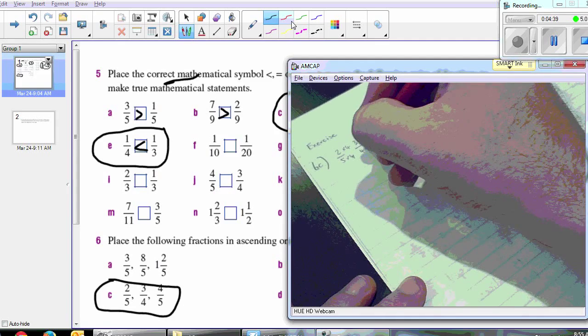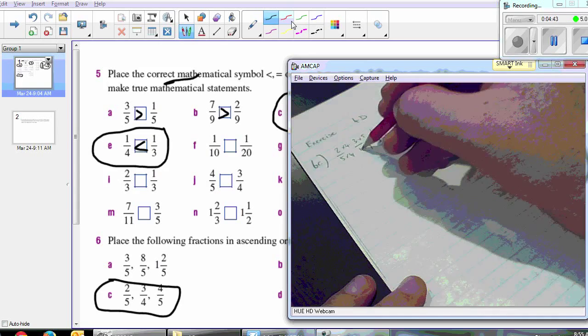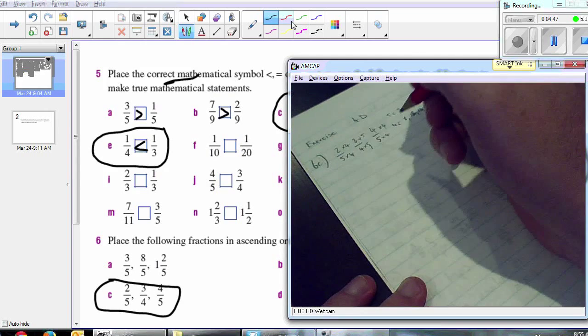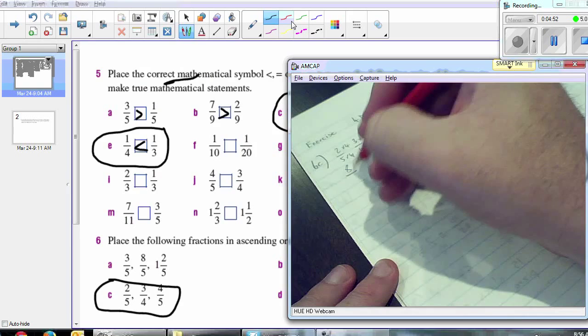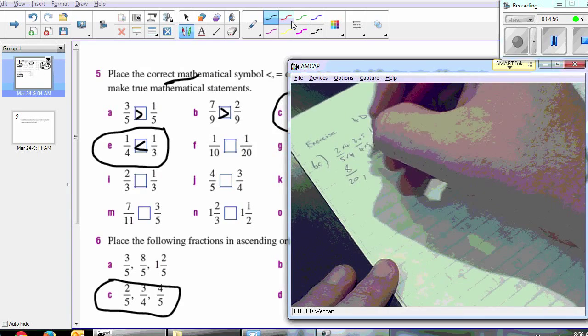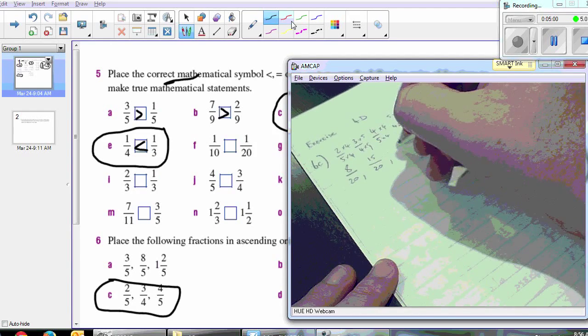And I need to multiply 4 by 5 times. Okay, because 4 times 5 will equal 20, and 5 times 4 will also equal 20. Alright, so 2 4s are 8. Obviously, it's all going to be 20ths. 3 5s are 15. 4 4s are 16.